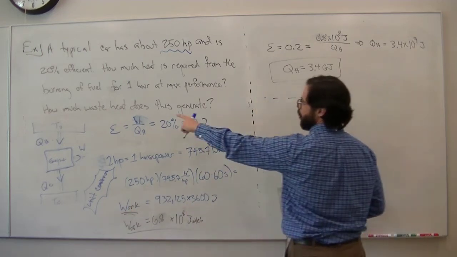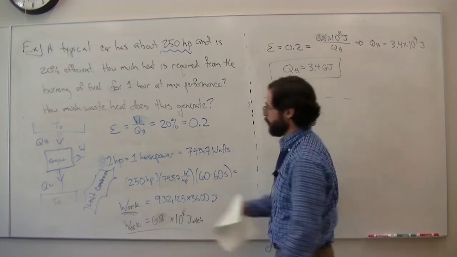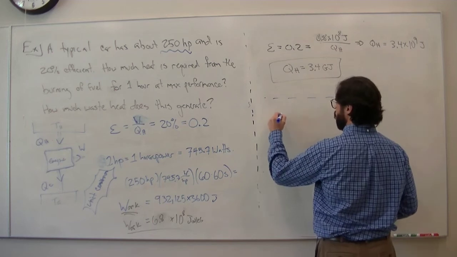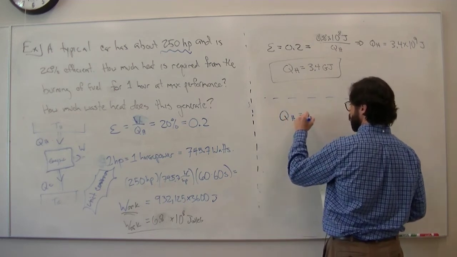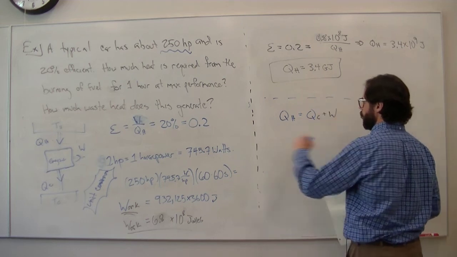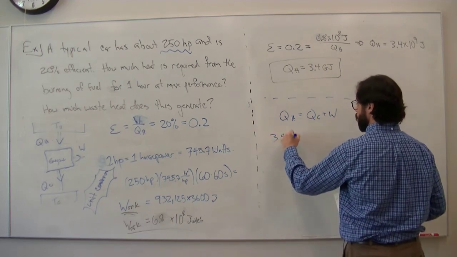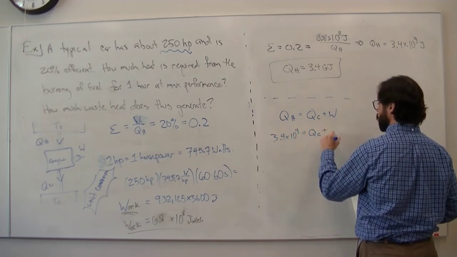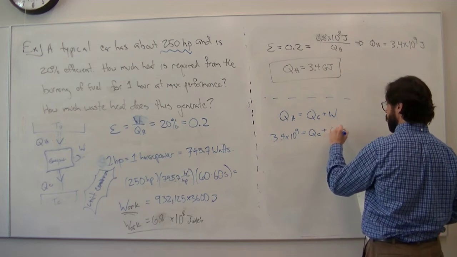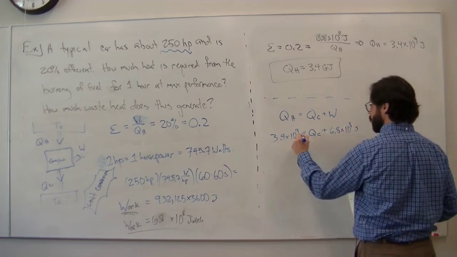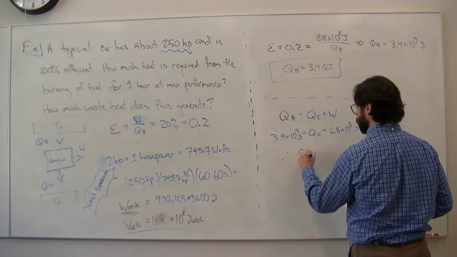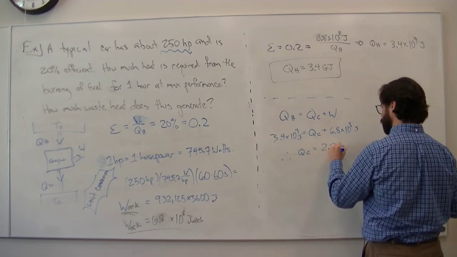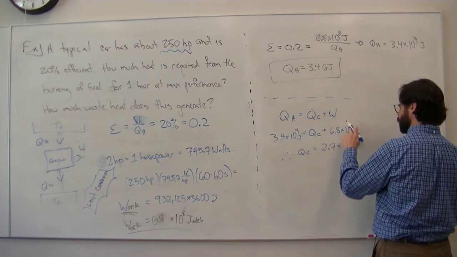Second question is how much waste heat does this generate? This picture is always really helpful, energy conservation is always really helpful. What energy conservation tells me is that QH equals QC plus W, and this is 3.4 times 10 to the 9. QC is what we want, and then this is 6.8 times 10 to the 8 joules. So we should get like 2.7 times 10 to the 9 joules.